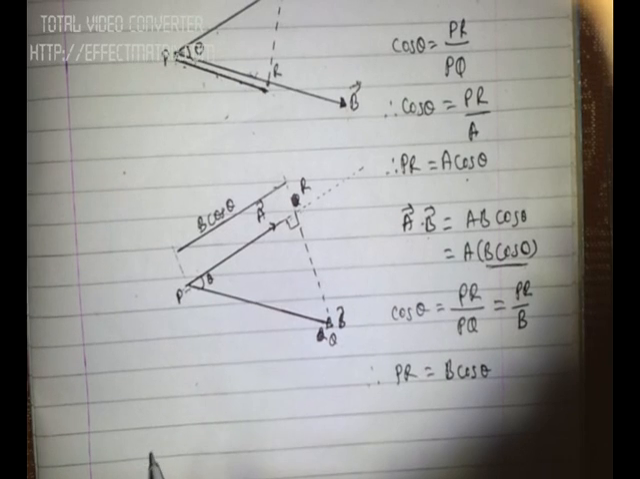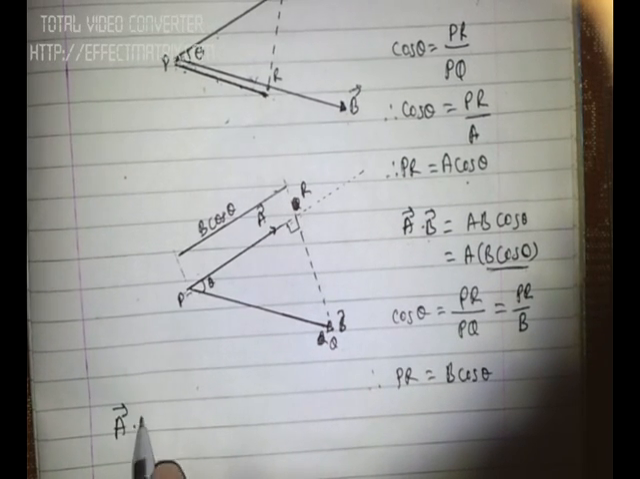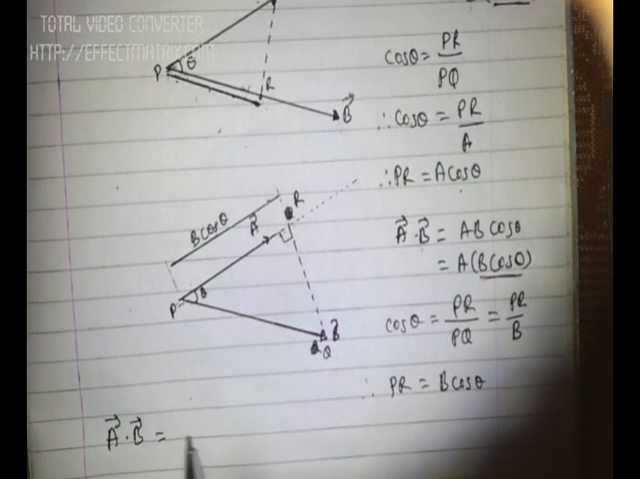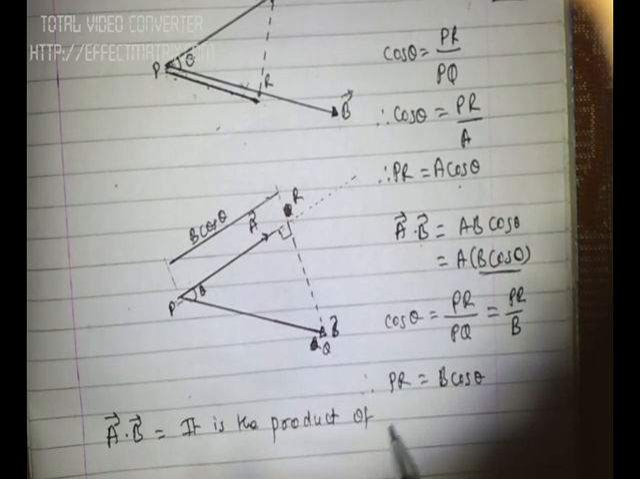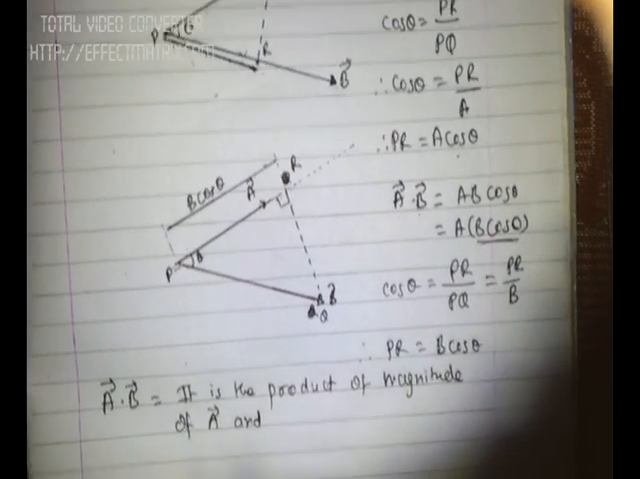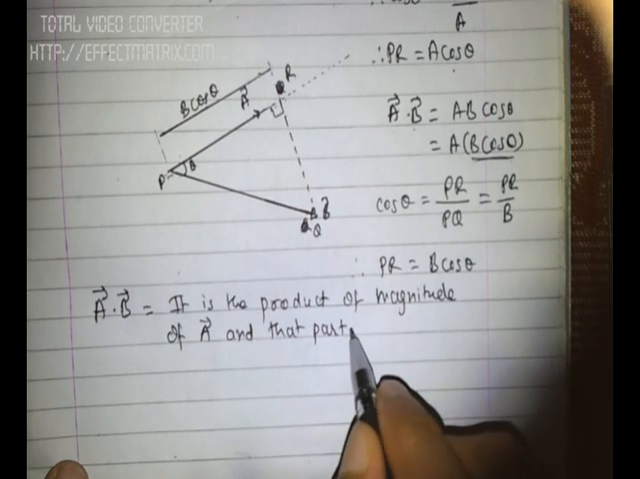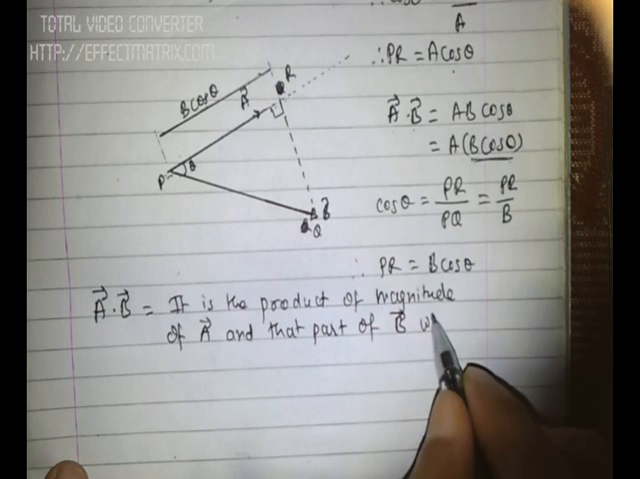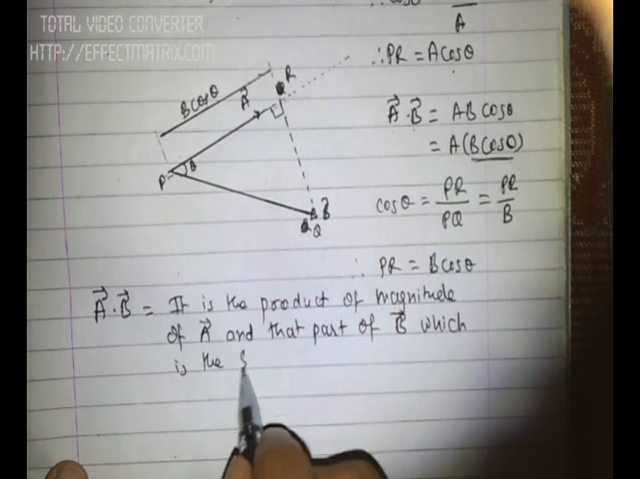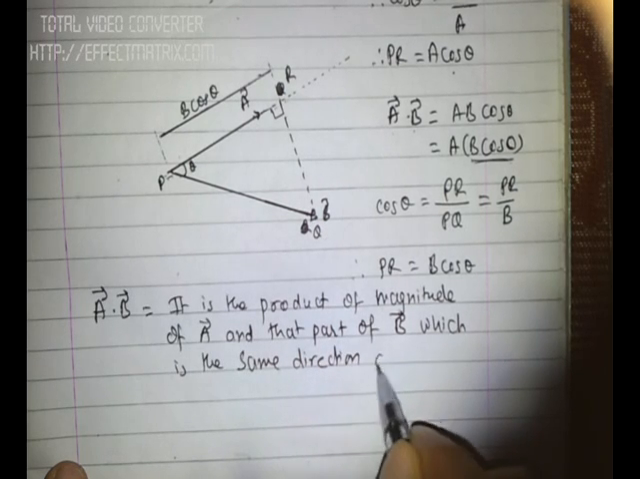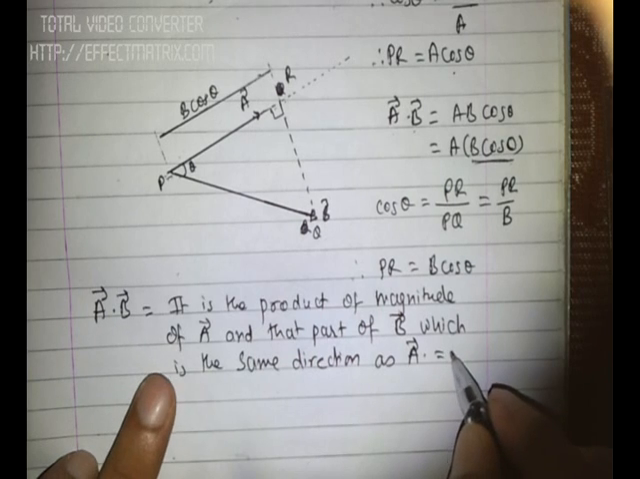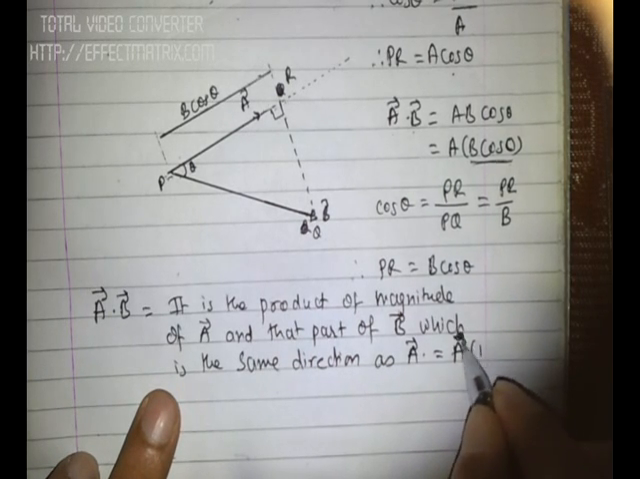So dot product is, I'll summarize this. When I write A dot B, what A dot B means is the product of the magnitude of vector A and that part or that magnitude part of vector B which is in the same direction as vector A, right? And this is vector A into B cos theta.